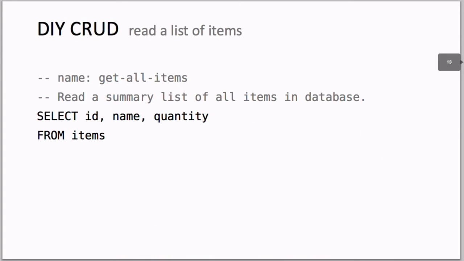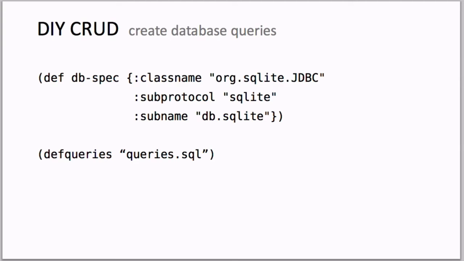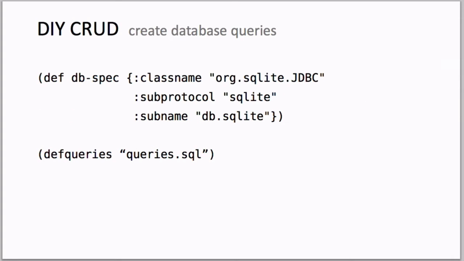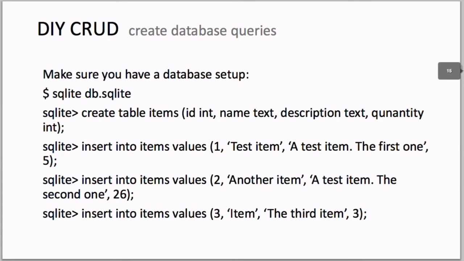Then there's my SQL statement. This is just in a file that I call queries.sql, and YesQL will load that and turn it into a function for me. So that's the first one I'm going to use. It just gets everything. And this command here reads that file and turns all the queries into functions, so I can just call this by that function name. The DB spec is just a JDBC DB spec, since I'm using SQLite for it. I just created the database and added a few items in for testing.